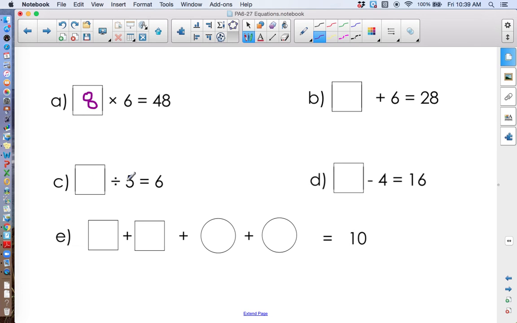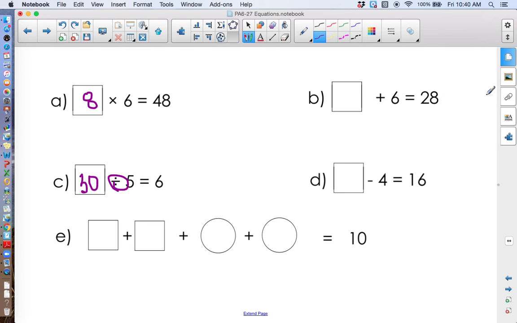Okay, come down here. Here's a division. I don't know what divided by 5 is going to give me 6. Well, think in terms of what is 6 times 5. You're thinking of the opposite operation here. 6 times 5 is 30. If I divide 30 by 5, I'm going to get 6.